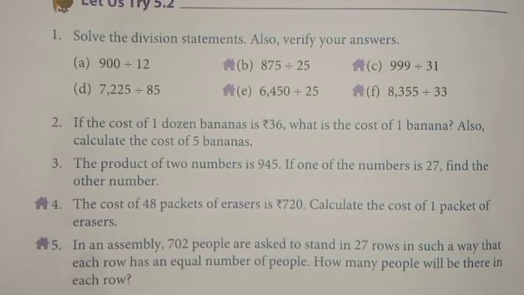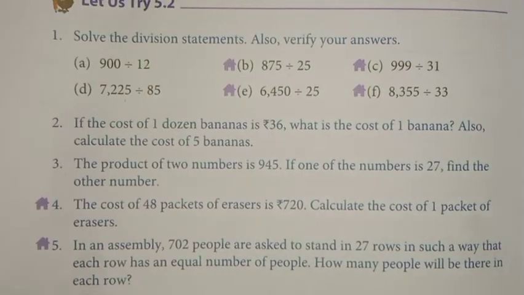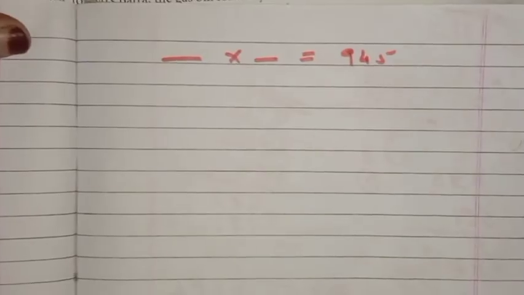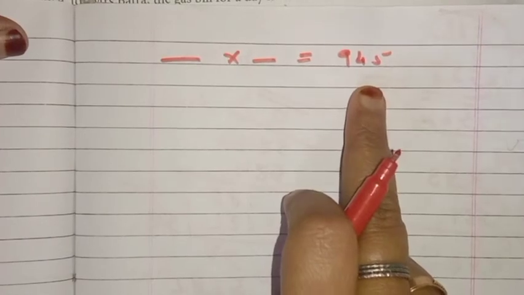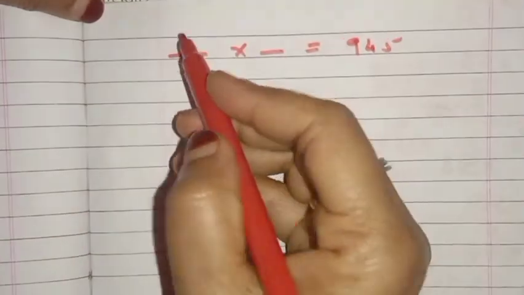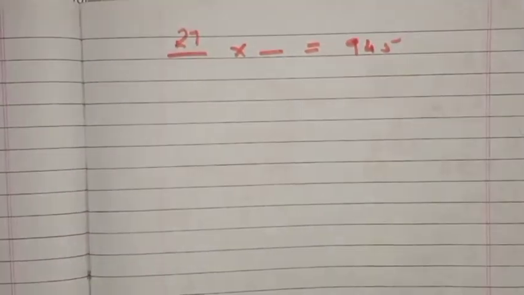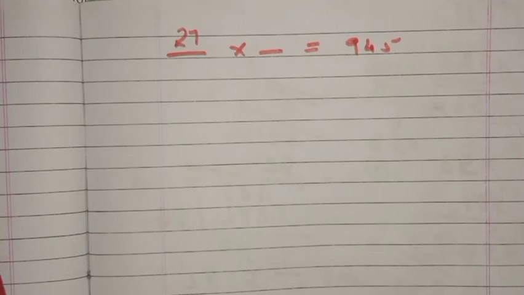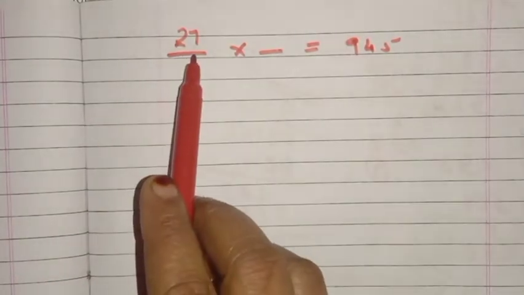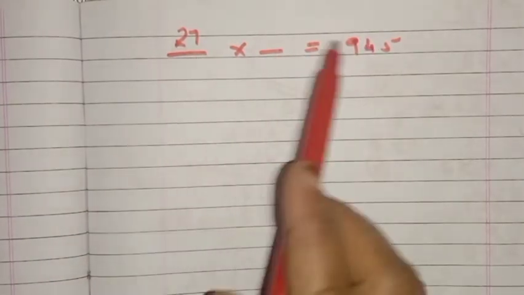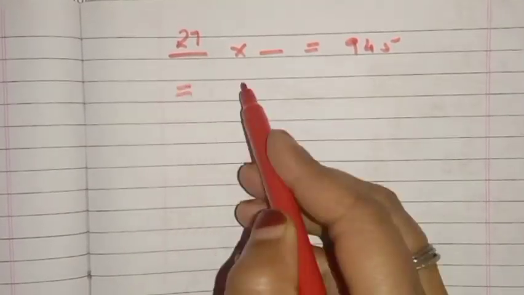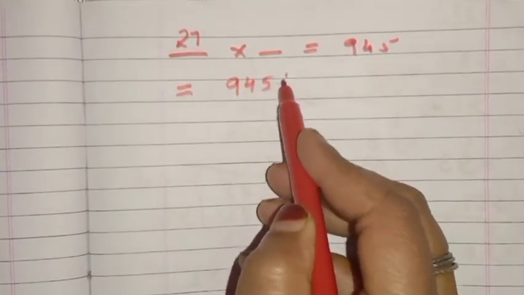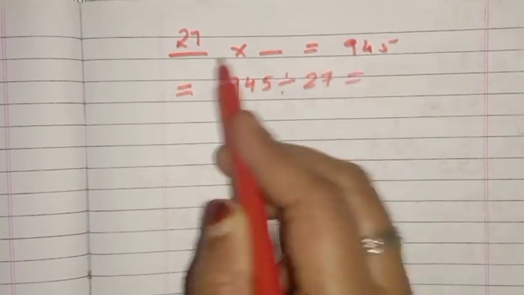The product of two numbers is 945. If one number is 27, find the other number. So the product, you already studied, product means what? The product of two numbers is 945. If one number is 27, then you find out the other number. So how will you find out? If you get this type of question, you want to divide. So how will you find the answer? 945 divided by 27. You get this answer.